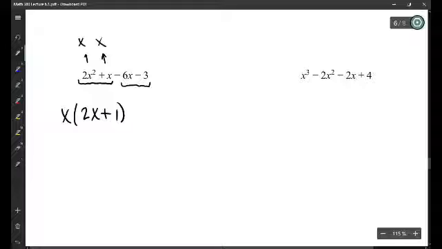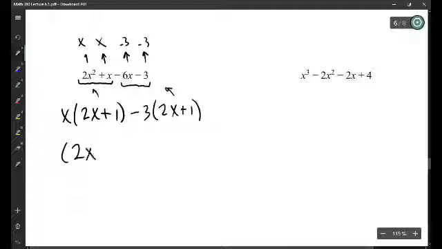And the GCF of 6x and 3 is 3, so we want to factor out negative 3, or else you'll have to do more work if you don't factor out a negative GCF. Factor out negative 3, and we have positive 2x, and then positive 1. We factor out those binomial factors and get 2x plus 1 quantity times x minus 3 quantity.